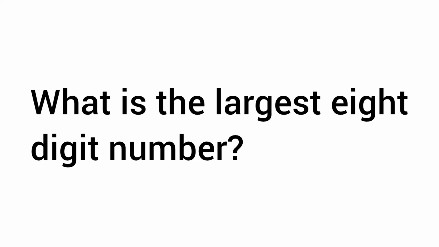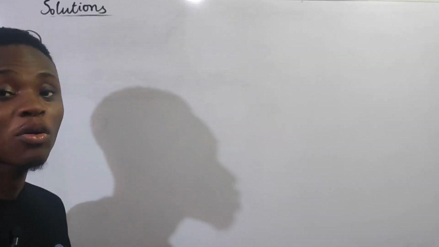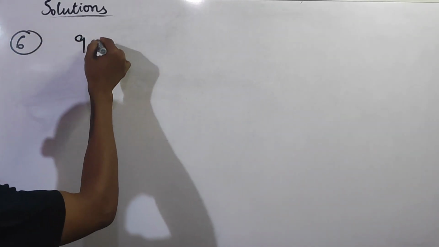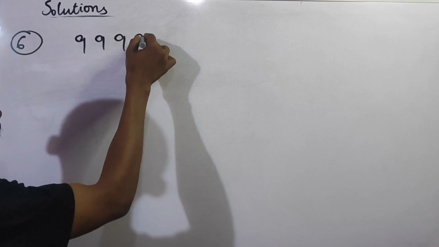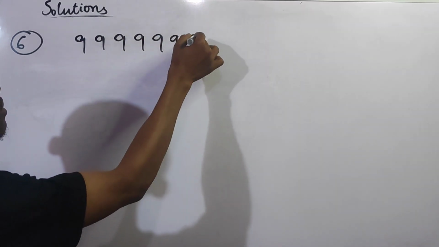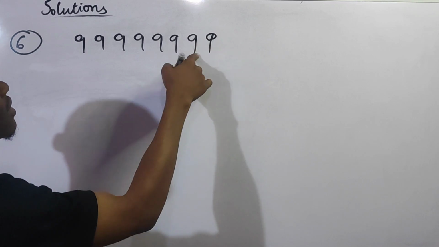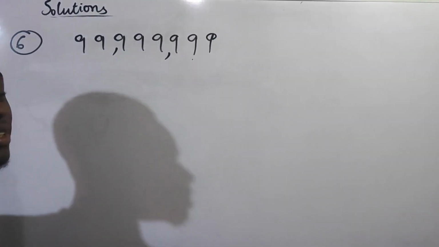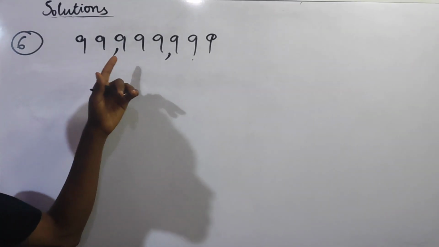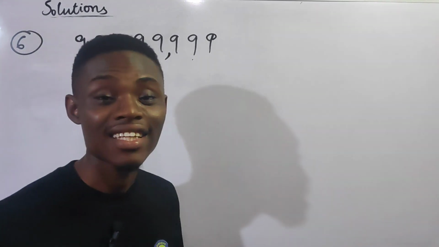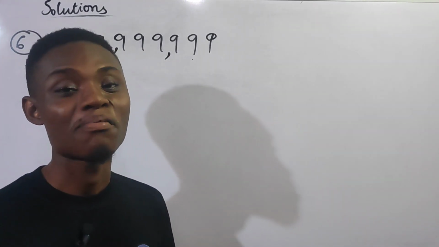The next question. What is the largest 8-digit number? Now, the largest numbers must be made up of 9s. So, we have 1, 2, 3, 4, 5, 6, 7, 8. This is 99,999,999. That is the largest 8-digit number.